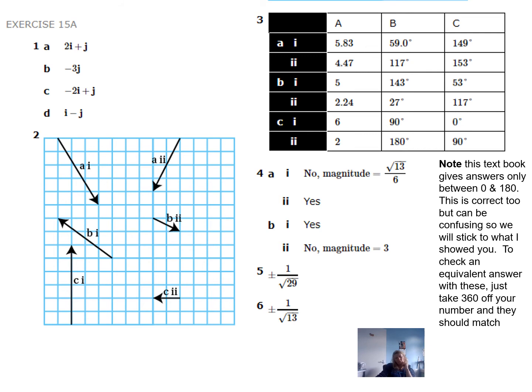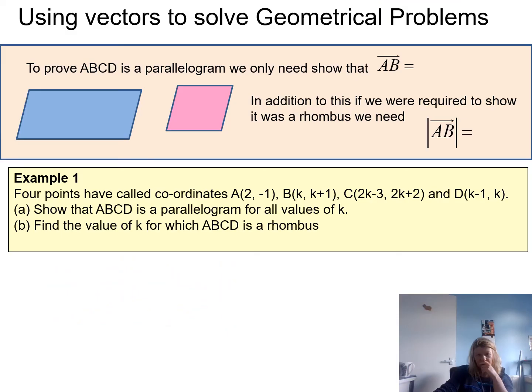Okay. Hope those make sense. We're now moving on to look at a few geometry problems. So this one. It says we had to prove ABC is a parallelogram. That's a parallelogram, the blue one, if you're unsure.